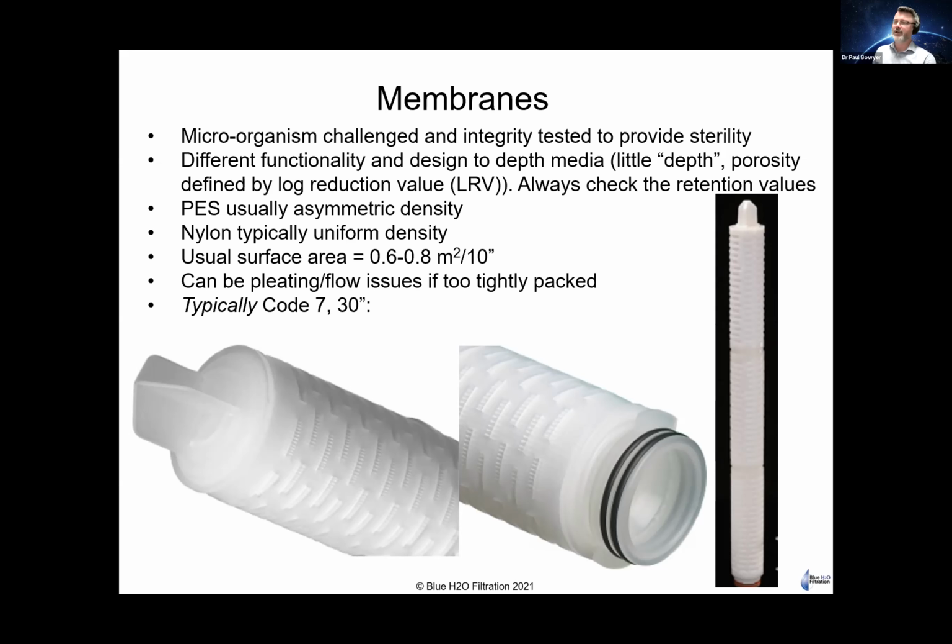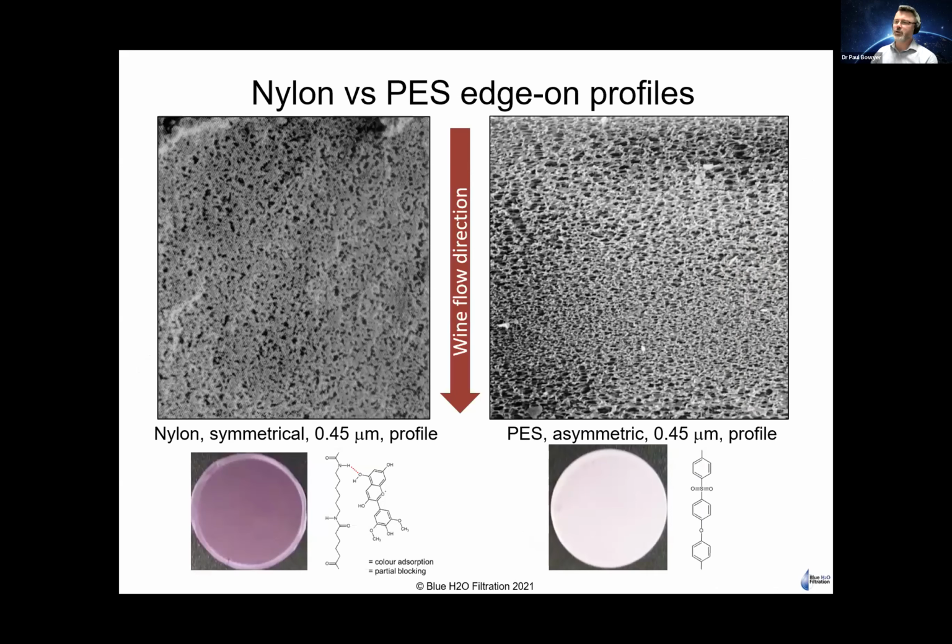In terms of the membranes, now nylon membranes have a uniform density. So if you picture looking at the end of the edge of something that's as thick as a piece of paper, which is what you have in a wine membrane, from one side to the other, nylons have a uniform density, whereas polyether sulfone is typically asymmetric. There's a tight central region that provides the microbial retention capacity, and coarser outer sections, inlet and outlet sides, which allow a much higher flow rate.